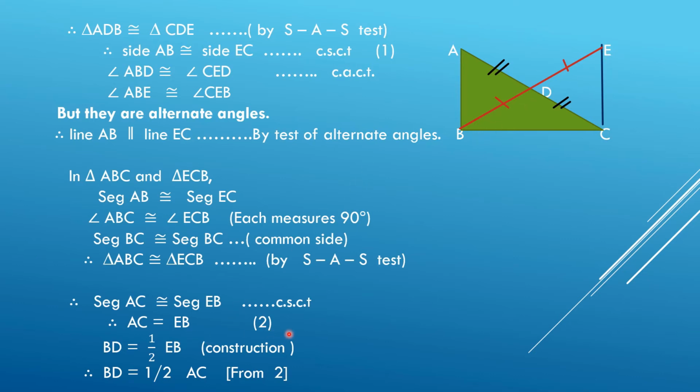And BD is equal to half into EB, that is by construction. Therefore, from equation 2, BD is equal to half into AC. That is, the length of the median on the hypotenuse is half the length of the hypotenuse. That is, we have proved it.